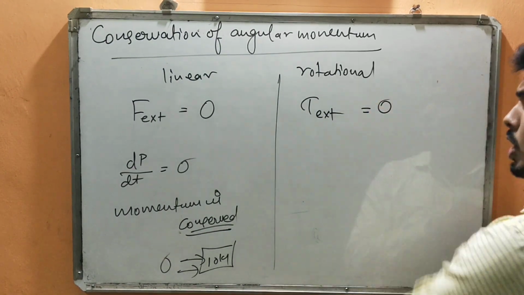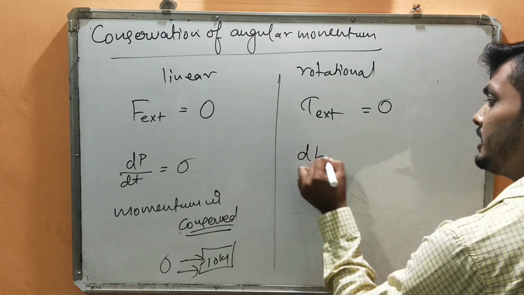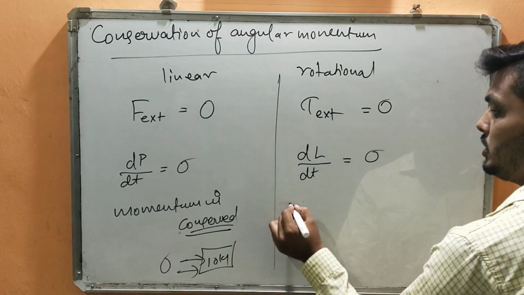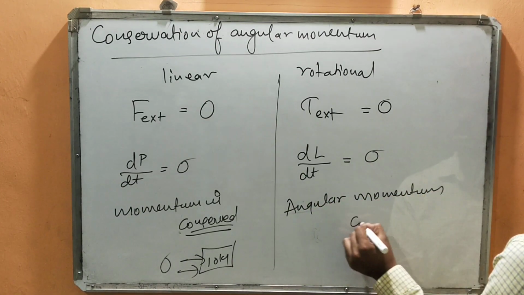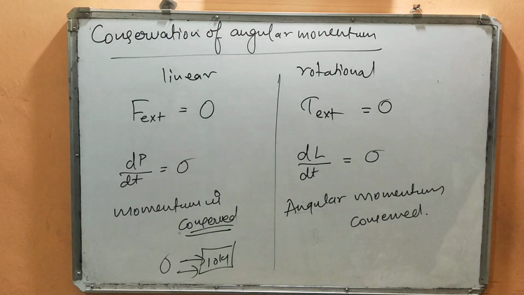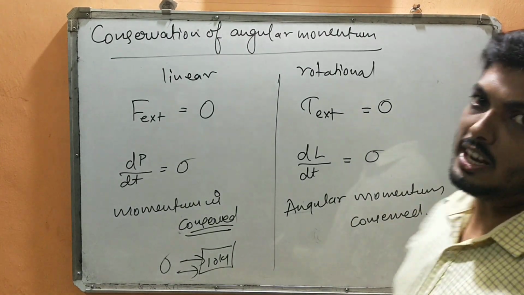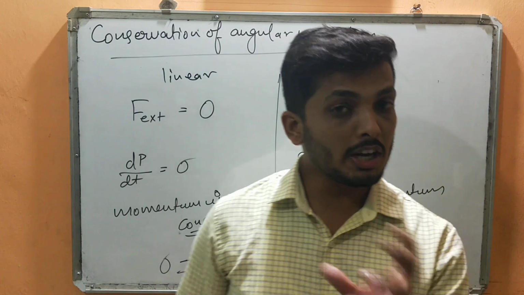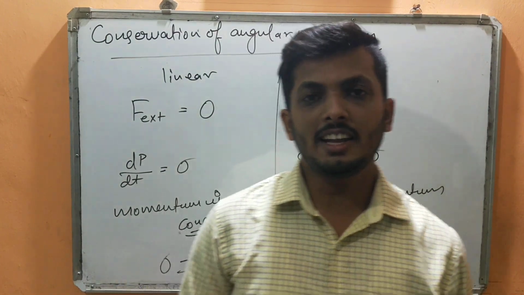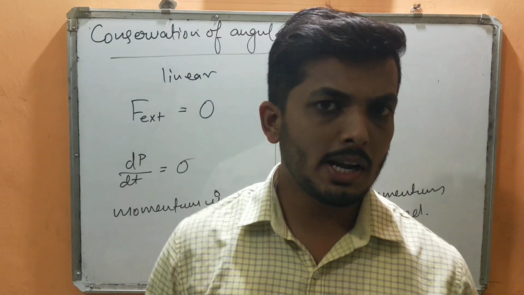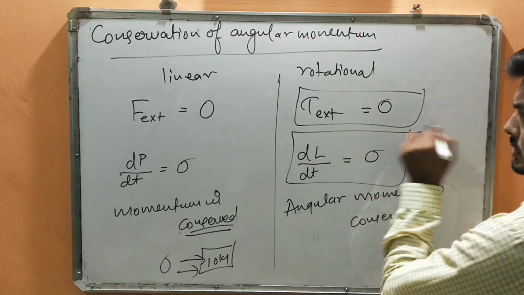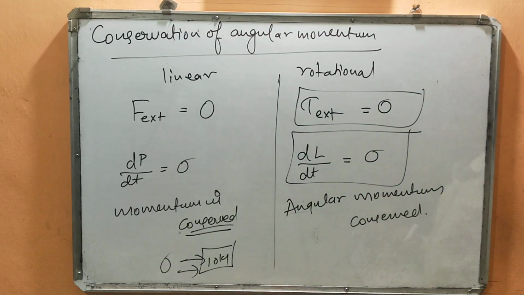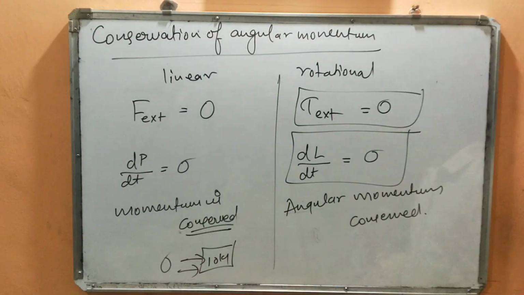If the net external torque acting on the body is 0, then the change in angular momentum is 0. Therefore, angular momentum is conserved. So what does it mean? If the net external torque acting on a rotating body is 0, then in that case the angular momentum of that body is conserved. A very important statement. The change in angular momentum will be 0, conserved. Got it? Have you understood this?